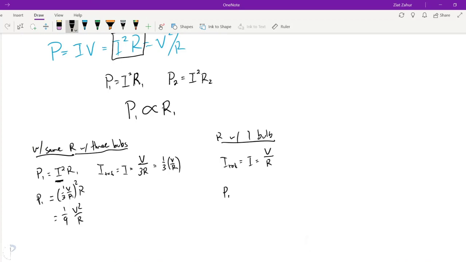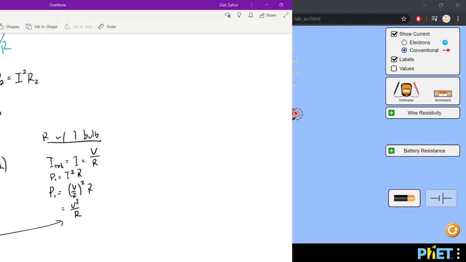Over here I have just V over R squared times R, where power is I squared R. And so we get V squared over R. So as you can see, with a single bulb, you're 9 times brighter. Okay, let's go back to our simulator.